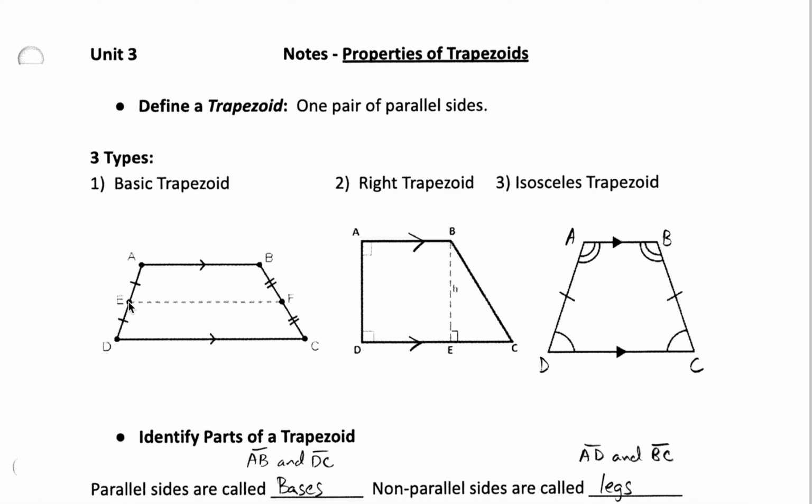Maybe you noticed that trapezoids are really just triangles with the top cut off. And so a lot of the properties of triangles are going to translate to trapezoids, especially the isosceles trapezoid, which is just an isosceles triangle with its top cut off.